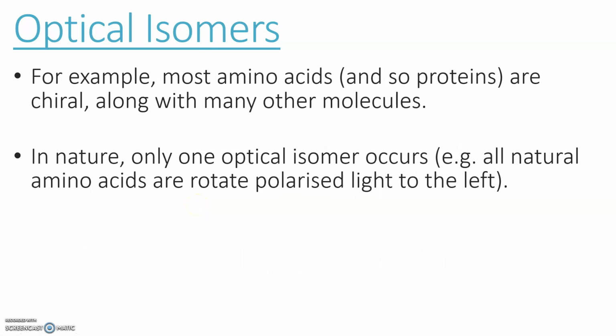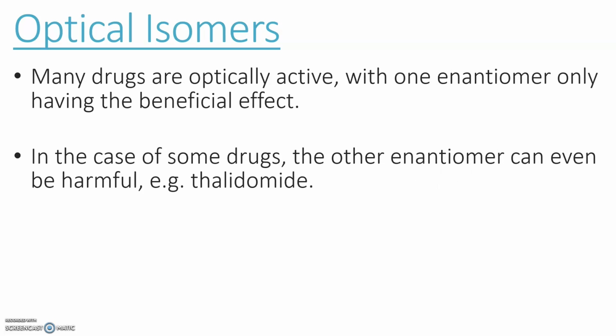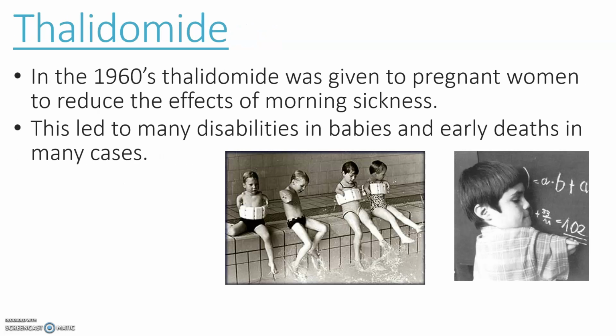As an example, most amino acids, and therefore proteins, are chiral, along with many other molecules. This is an interesting thing: many drugs are optically active, with only one enantiomer having the beneficial effect. In the case of some drugs, the other enantiomer can even be harmful. For example, thalidomide is an interesting case study.